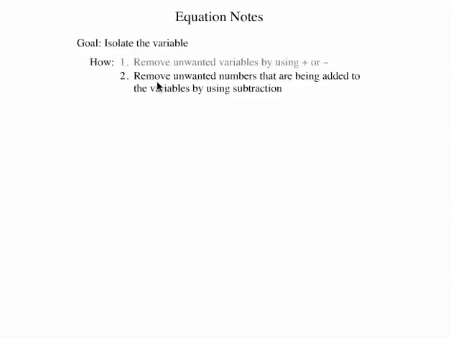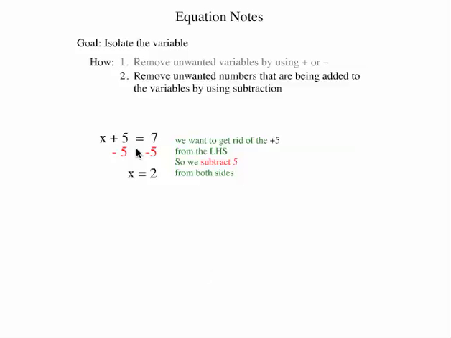We want to remove unwanted numbers that are being added to the variables by using subtraction. Here's an example. What if you had x plus 5 equals 7? You want to get that x all alone, but the 5 is being added to it, right? So to get rid of that 5, I'm going to subtract 5 from both sides. We want to get rid of the positive 5 from the left-hand side, so we subtract 5 from both sides. Look at this. We subtract it from one side, we subtract it from the other. It keeps everything balanced. Whatever you do to one side, you have to do to the other. And that gives us x equals 2.